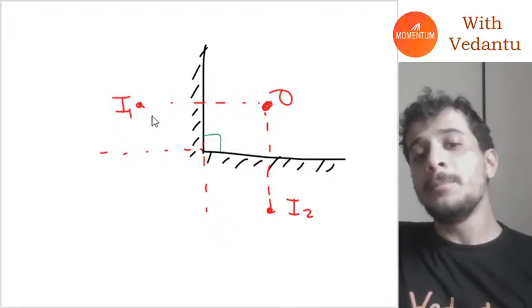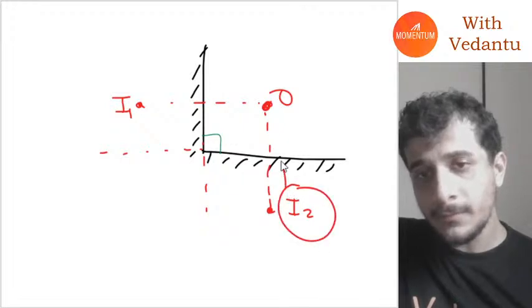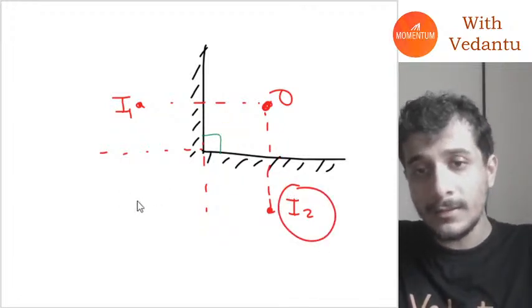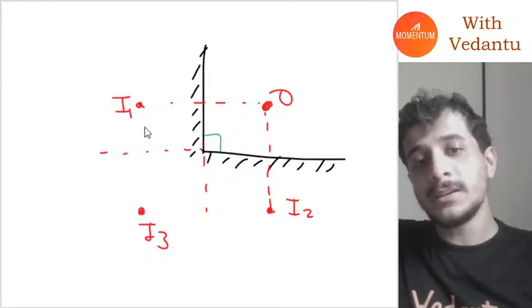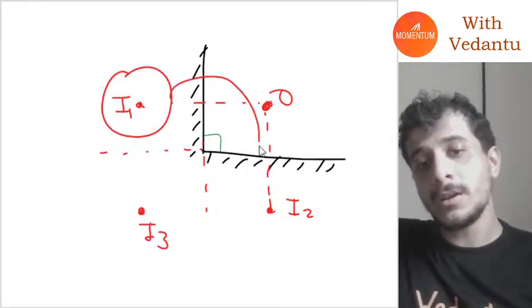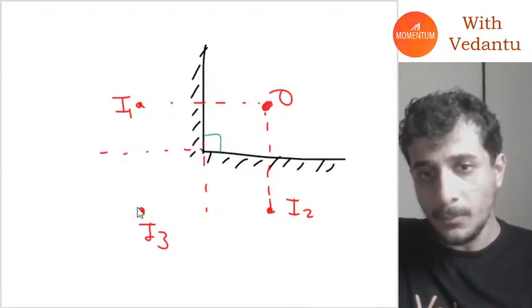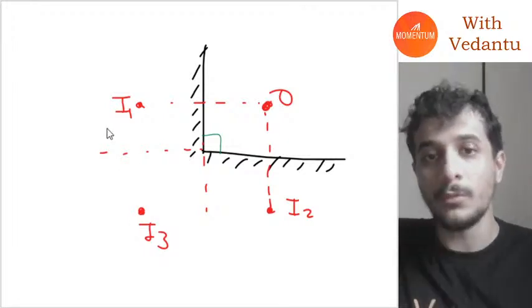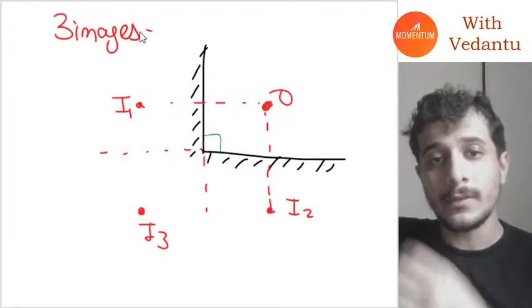Then there will be multiple reflections of these two. There will be a reflection of this object on this mirror, this image on this mirror, and there will be one more image here. Once again there will be a reflection of this image on this mirror and one more image here, but both these images will be coincident with each other, and overall I will have three images here.